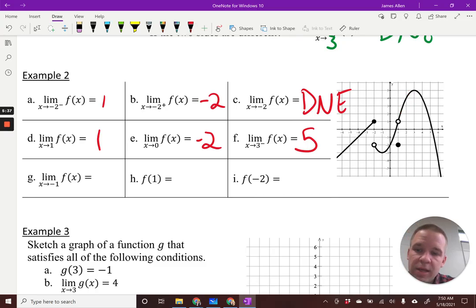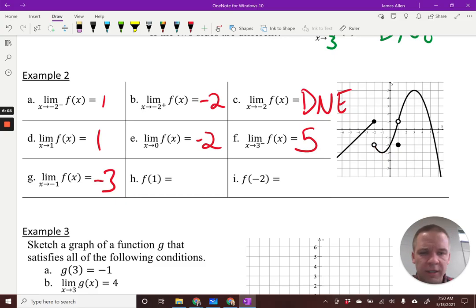The limit of f of x as x approaches -1. So what is it when it's approaching -1? And that's from the left and from the right, so they have to agree for it to exist. It approaches -3 from the left, -3 from the right. So -3 would be my answer.